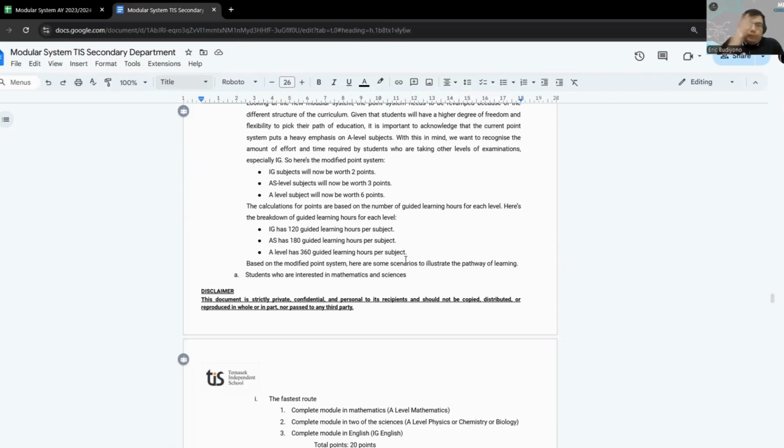So back again, Pearson and Cambridge host 3 exams per year.